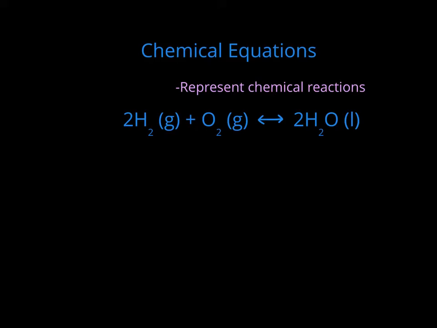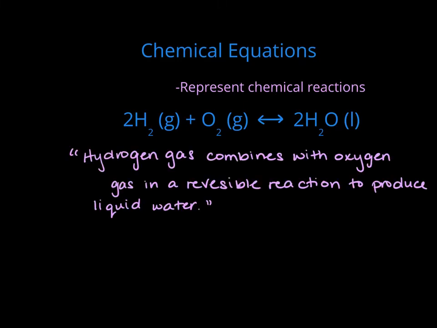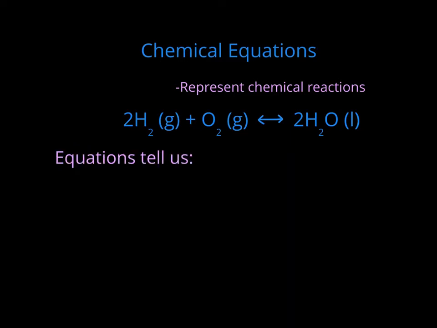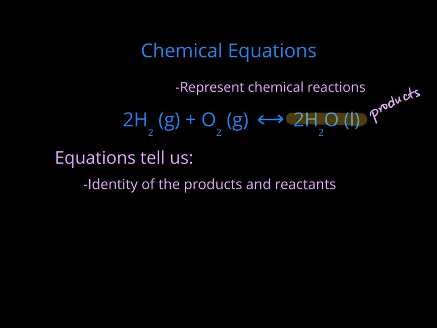Well, essentially, chemical equations are just a way to easily represent chemical reactions. So if we look at this particular chemical equation as an example, we would read this as hydrogen gas combines with oxygen gas in a reversible reaction to form liquid water. From this one chemical equation and others like it, we can identify the products and the reactants.